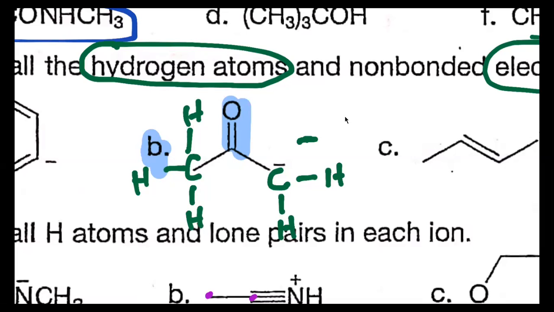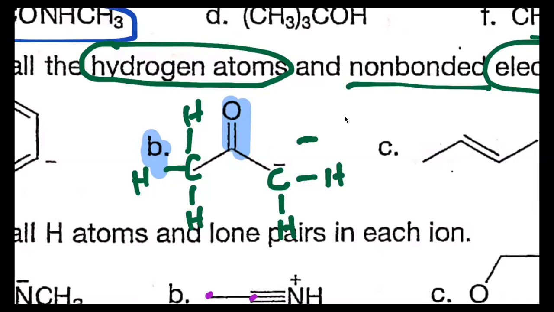See the second part of that question? It asks you to draw in the non-bonded electrons. That's why that part of that question is there. So we put the H's in. Now we need to figure out how many electrons I need to put on carbon to make sure that it has a negative charge.